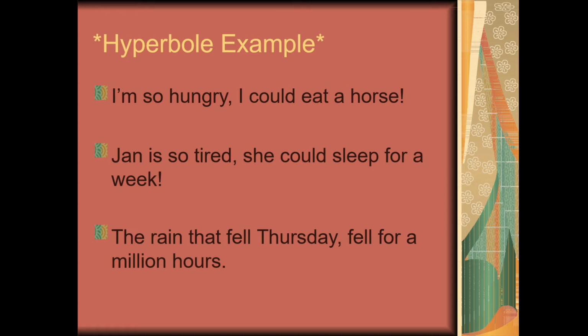The second example: Jan is so tired she could sleep for a week. Again, that's how tired Jan is feeling. The rain that fell on Thursday fell for 1,000,000 hours. That's how long it felt like, 1,000,000 hours. So hyperbole is just expressing how you felt, but exaggerated.